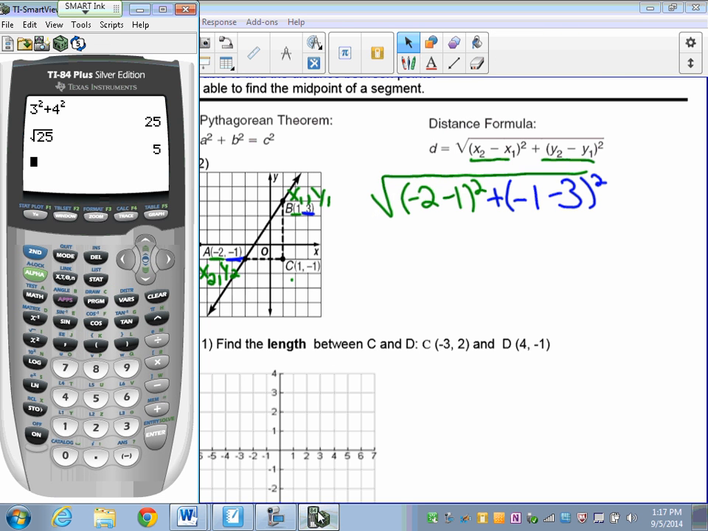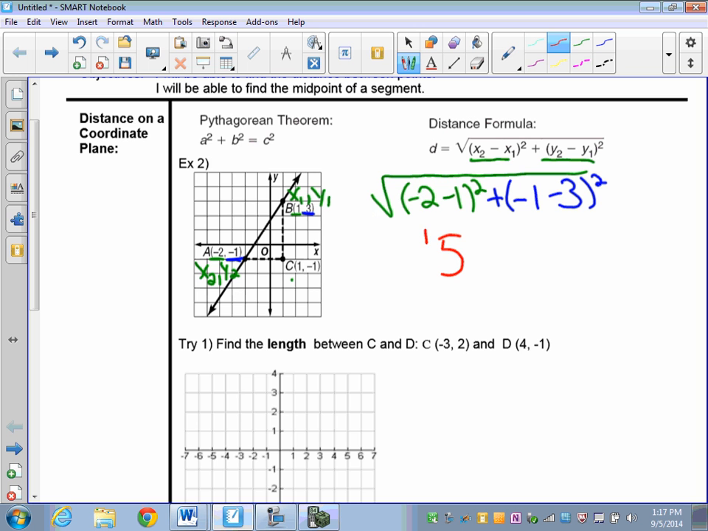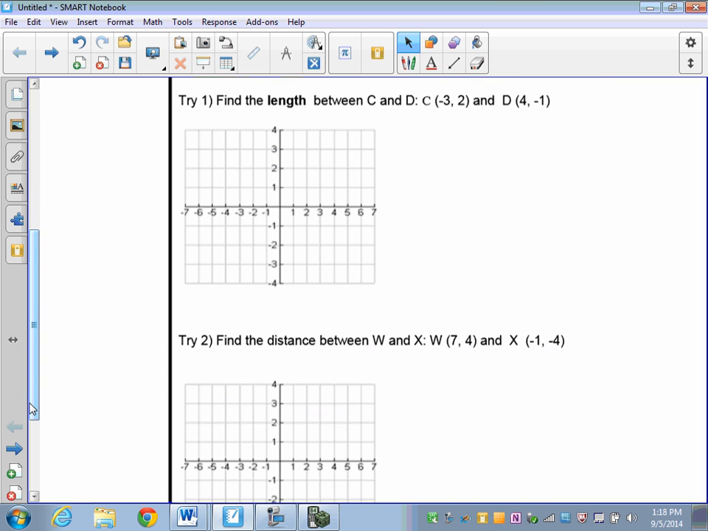So one option that I have is I can just put this whole thing in my calculator. So parentheses negative 2 minus 1 squared plus negative 1 minus 3 squared. And I get the same exact answer of 5. Those are the 2 ways to do this. The nice thing about the Pythagorean theorem is you should already have this formula memorized. We're going to use it a lot later on in the year too. The distance formula, a lot more numbers to remember, but you can get it done with the calculator pretty easily.